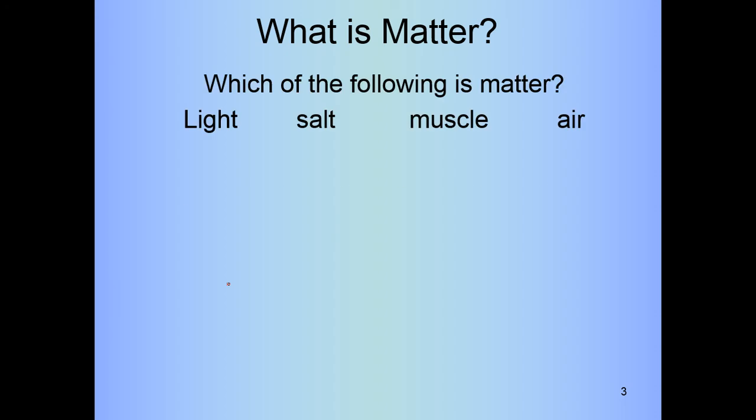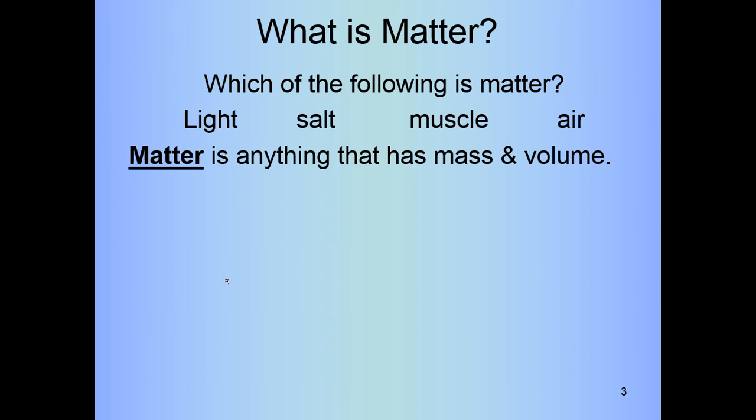Which of the following would you classify as matter? Your choices are light, salt, muscle, or air. Pick as many as you think classify as matter. Okay, so in order to talk about which of these things would be considered to be matter, we should take a look at the definition.